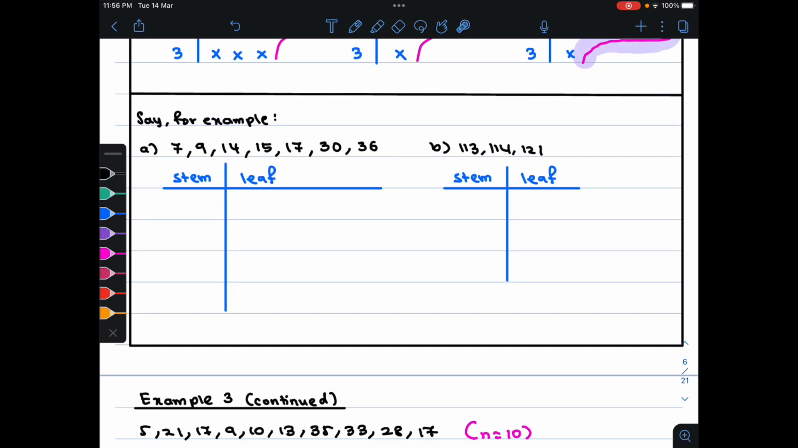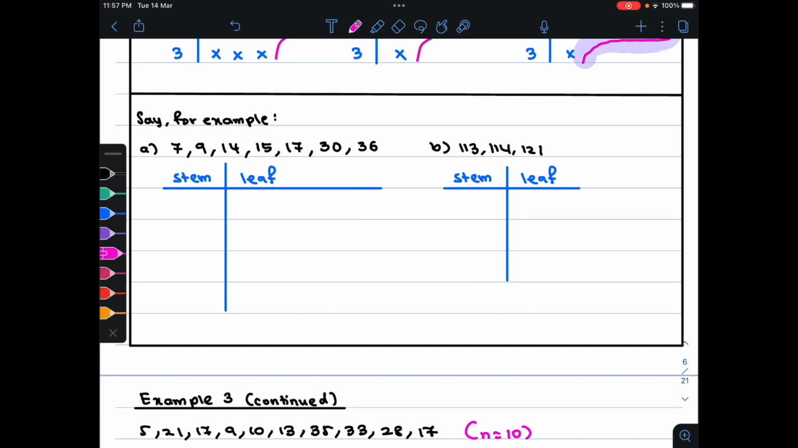Now, say for example, you have this data right here. So we need to draw the stem and leaf diagram. Note that all the data here has 2 digits. So now you need to determine which digit will become your stem and which digit will become your leaf. The easiest one is that the leaf will only have 1 digit, and it will be the last digit.